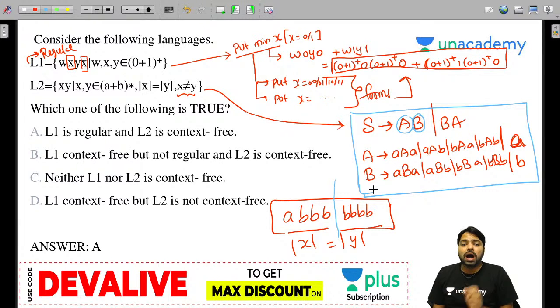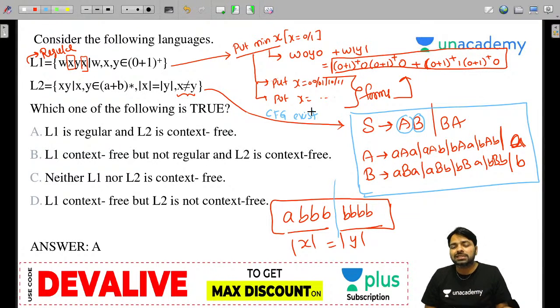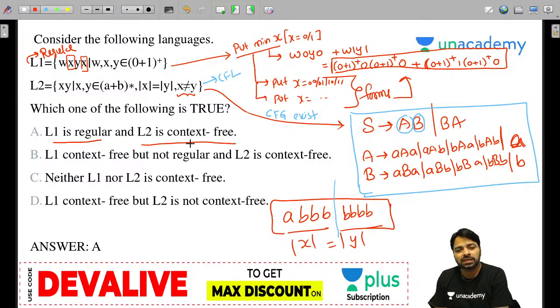Anyhow, I'm trying to show I have a context free grammar. CFG exists. But to write this grammar, you should have knowledge of PDA construction. Whoever knows the PDA of this language, then definitely you can write the grammar so easily. This grammar is designed by understanding the PDA. It is a CFL but not regular. So we will choose L1 is regular, L2 is a CFL.